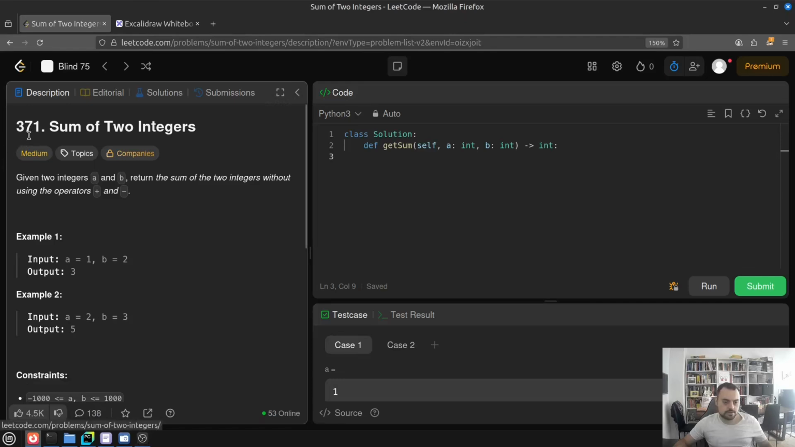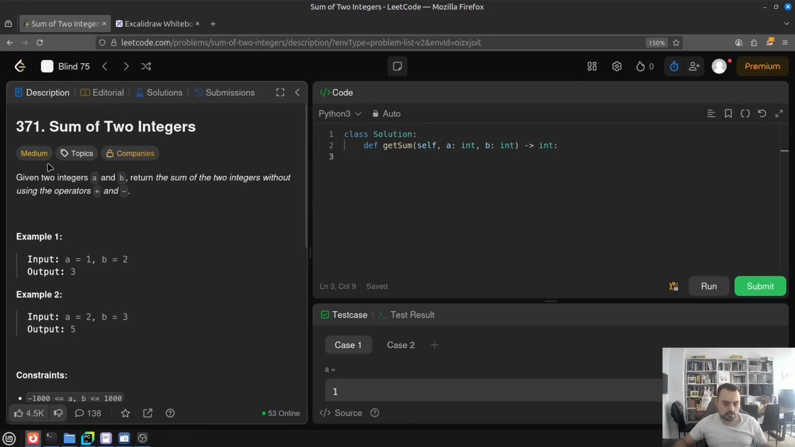Leetcode 371, sum of two integers, medium type problem, but of course this classification depends on your particular experience. Since here we are dealing with low-level concepts, bitwise operations, and so on, and if you are dealing with those on a daily basis, then probably it will be even easy for you. And on the other hand, if you are not dealing with them at all, and those concepts are not familiar to you, then it might be hard. So that classification, maybe it's not inaccurate.